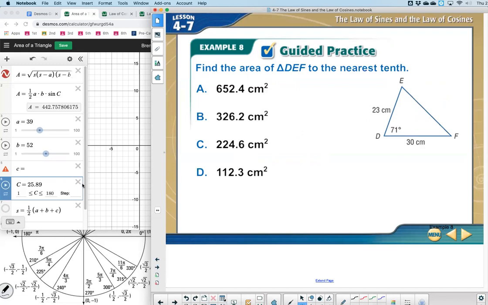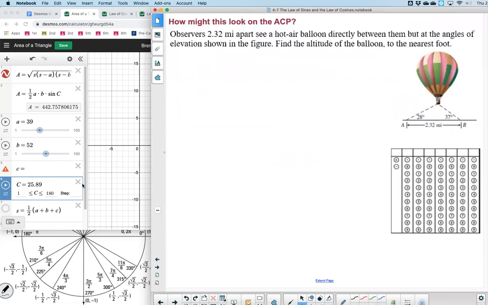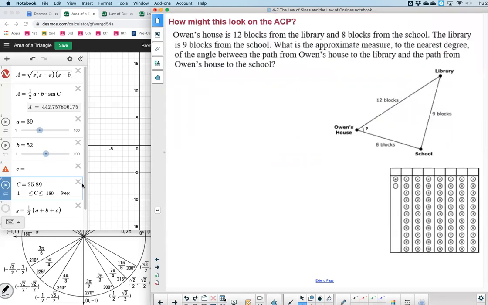All right, to finish up this lesson, there are two DOLs. One of them is on your lesson exam, and I'm going to do that one first, just so we don't run out of time. It says here, Owen's house is 12 blocks away from the library and 8 blocks away from the school. The library is 9 blocks away from the school. What is the approximate measure, to the nearest degree, of the angle between the path of Owen's house to the library and the path of Owen's house to school?